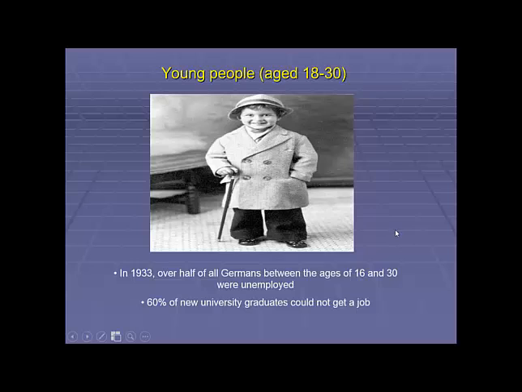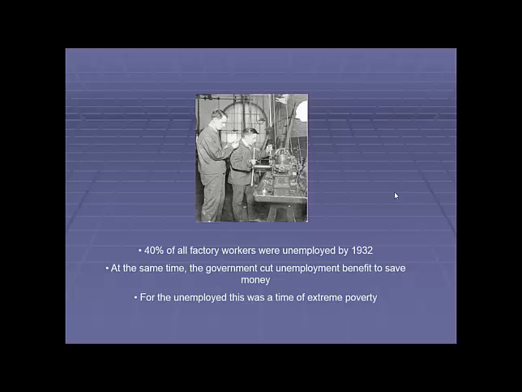Young people were affected really badly. Over half of all Germans between the age of 16 and 30 were unemployed by 1933. 60% of new university graduates could not get a job. Those numbers are startling, and they show how bad the situation must have been. 40% of all factory workers were unemployed by 1932. And at the same time, the government cut unemployment benefit to save money. For the unemployed, this was a time of extreme poverty.